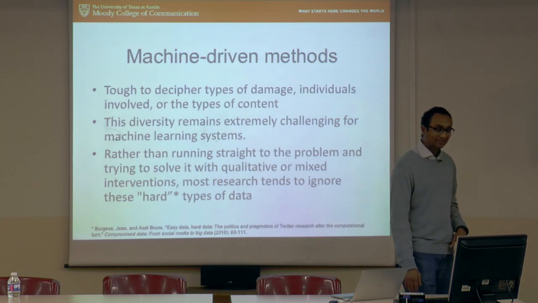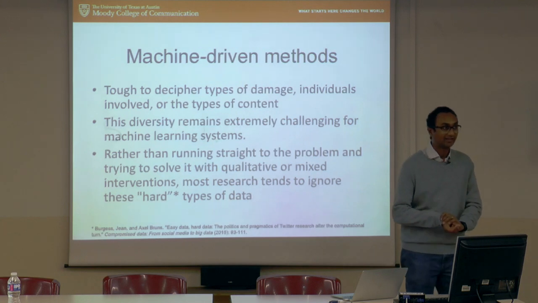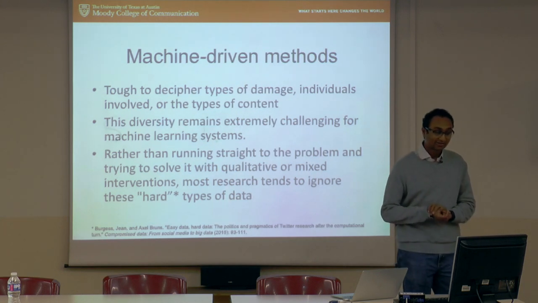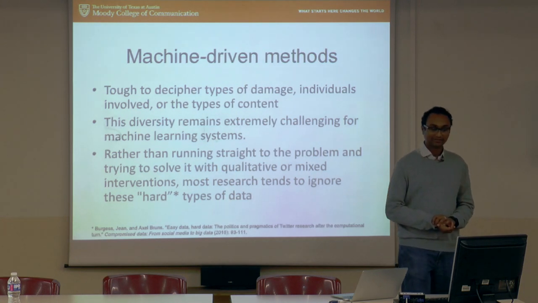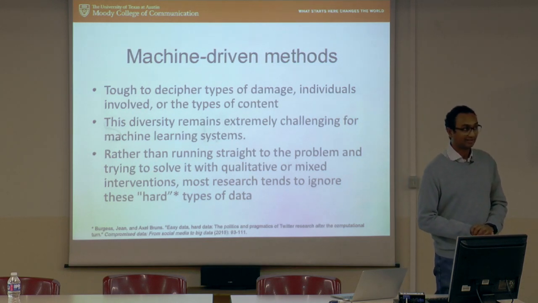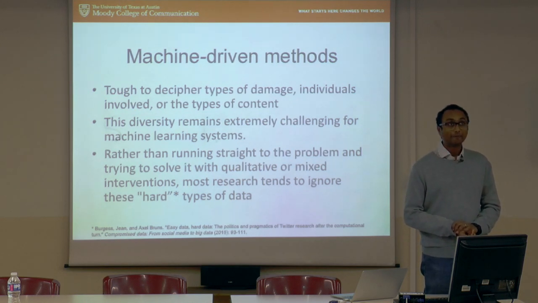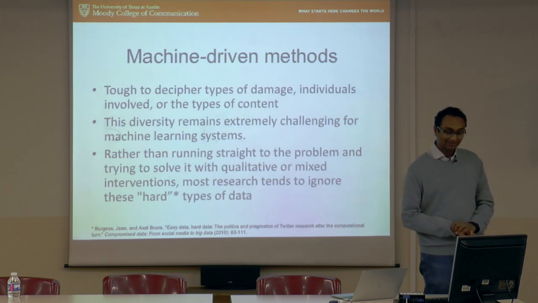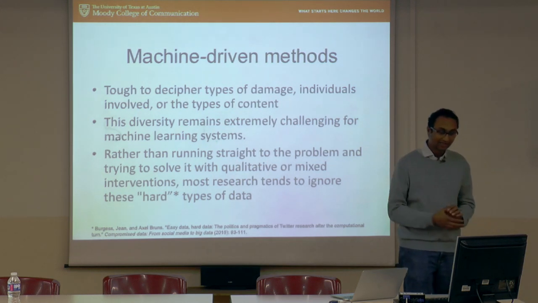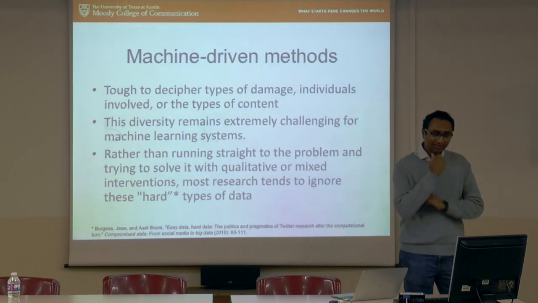Well, one of the things I want to make an argument about here is that the diversity of content, and I've done this in quite a few studies, is extremely challenging for machine learning systems. So one of the other pitches I want to make here, besides the perishability of visual social media data, is that it's really worth your while to work with what are called hard data. This comes from Burgess and Bruns' piece, Easy Data, Hard Data. And it's a really great piece.